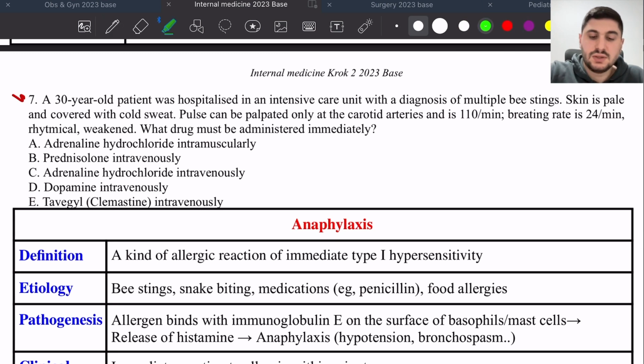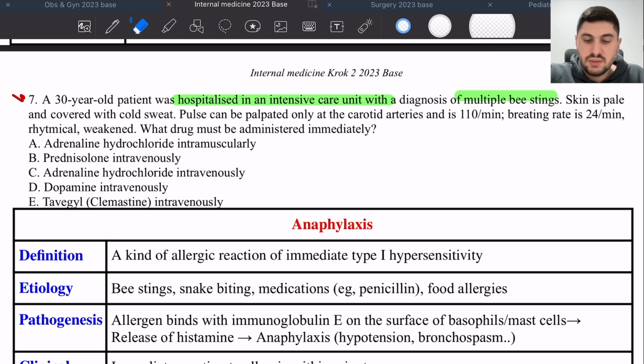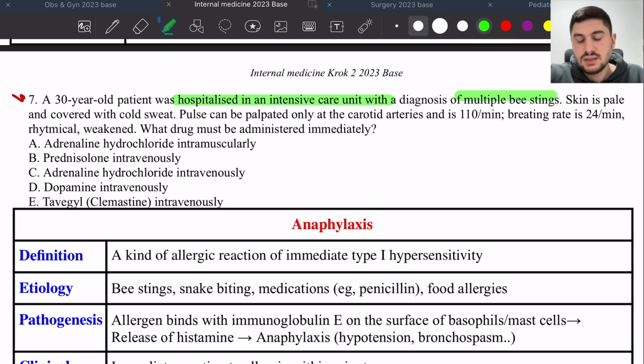A 30-year-old patient was hospitalized in the intensive care unit with a diagnosis of multiple bee stings. Skin is pale and covered with cold sweat. Pulse can be palpated only in the carotid arteries and 110. Breath rate is 24. What drug must be administered immediately?